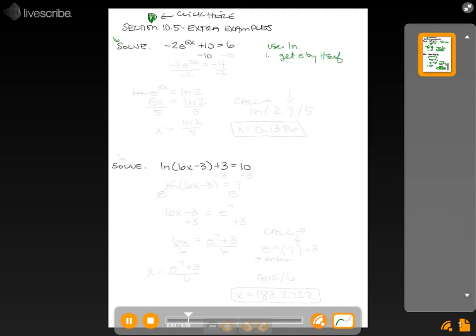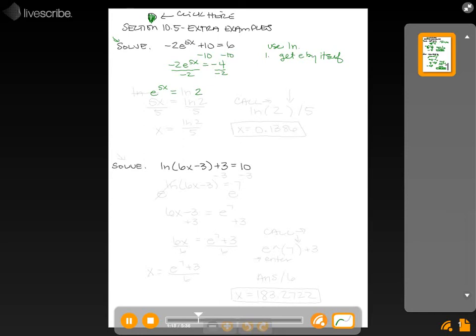So we're going to subtract 10. Negative 2e to the 5x equals 6 minus 10, which is negative 4. Then we're going to divide both sides by negative 2. We do this in order to get e to the 5x on one side by itself. Now, negative 4 divided by negative 2 is positive 2.